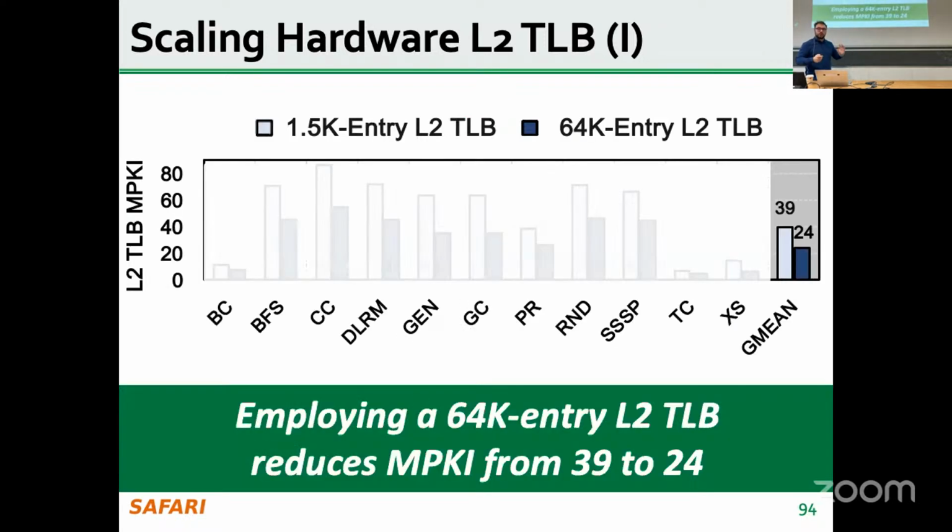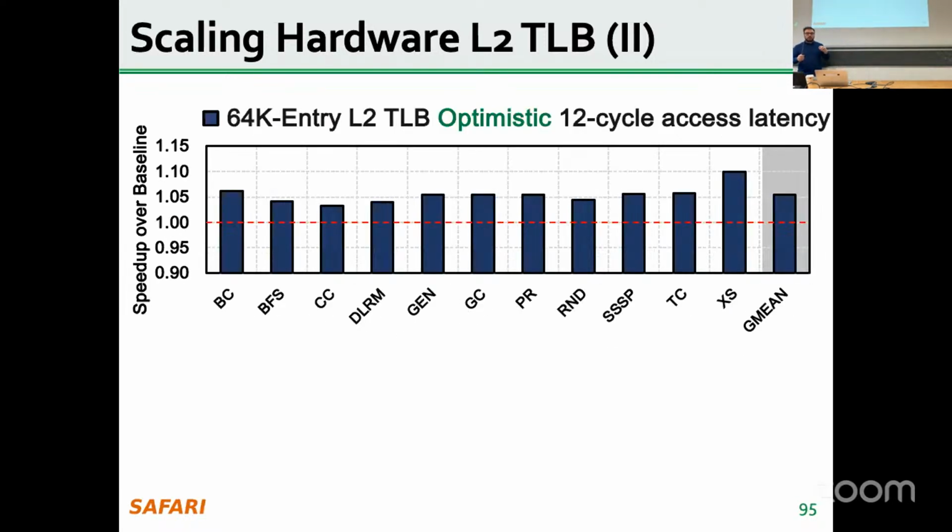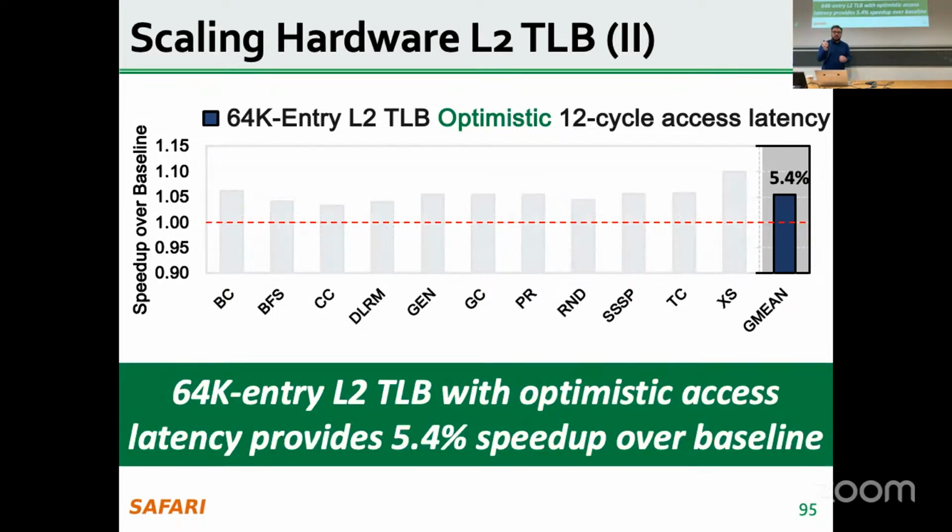Let's see what we get back in terms of speedup. On the y-axis, we show the speedup over the baseline system, again for the same configurations. We assume that for the very large L2 TLB, we have a very optimistic access latency of 12 cycles, which is not realistic. We keep the L2 TLB latency the same, regardless of whether we change its size.